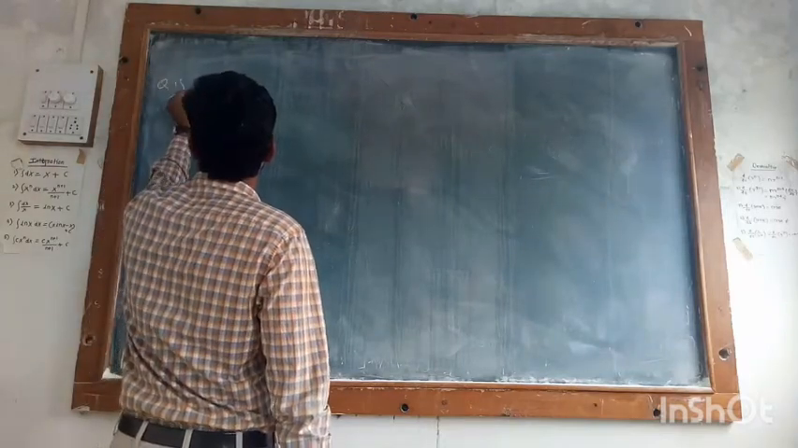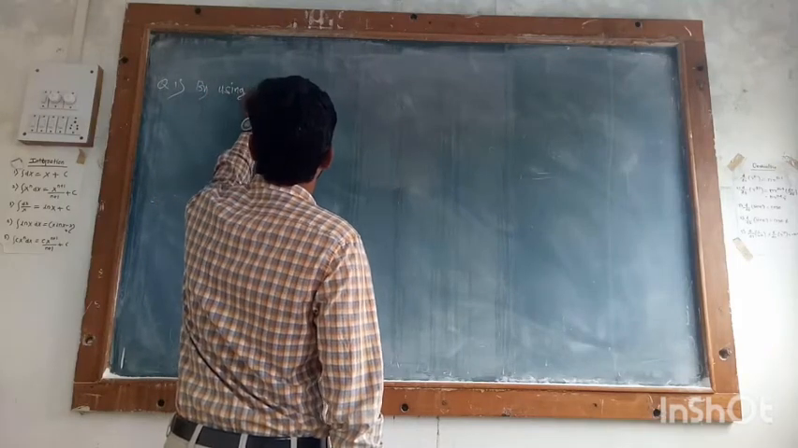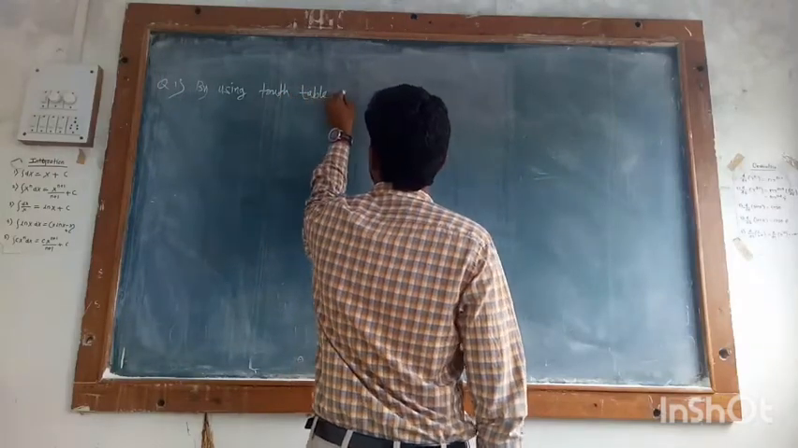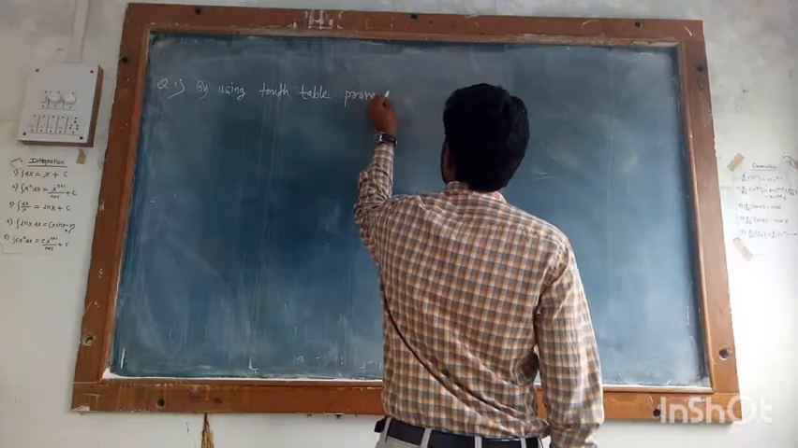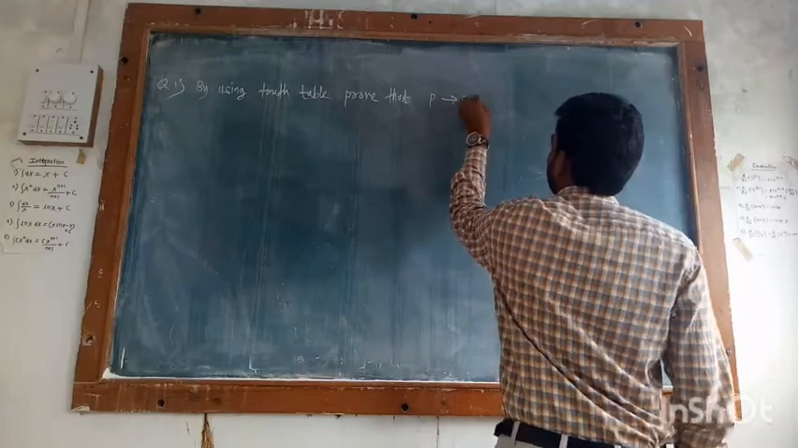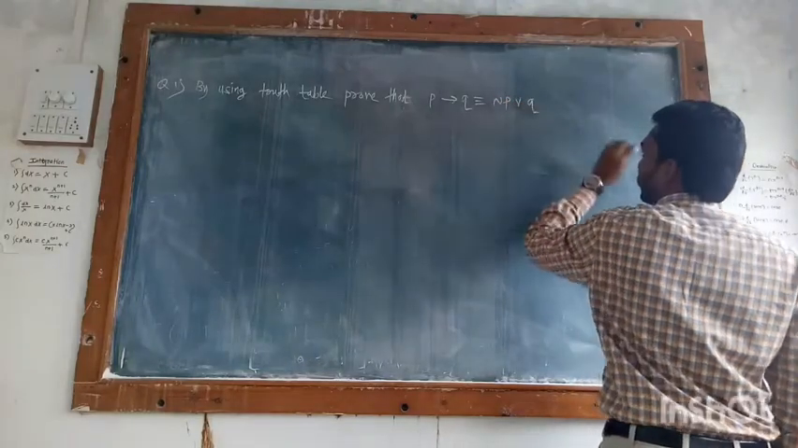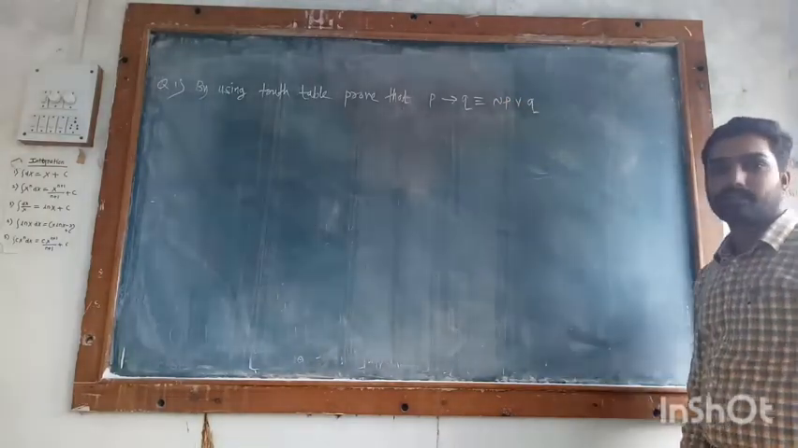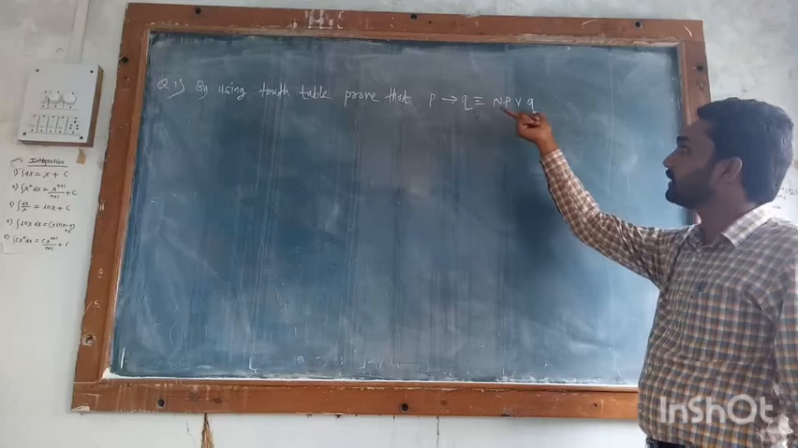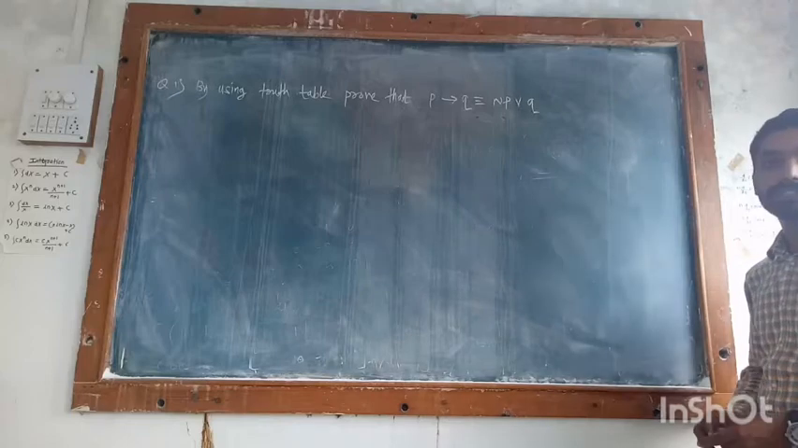Your first question: by using a truth table, prove that P implies Q is logically equivalent to negation P or Q. Okay, what is your question? By using a truth table, we have to prove that P implies Q is logically equivalent to negation P or Q.